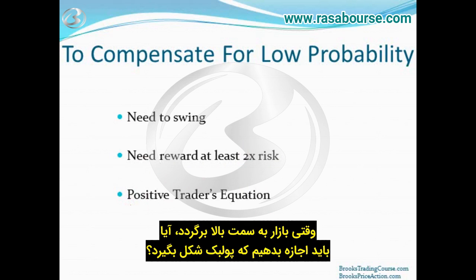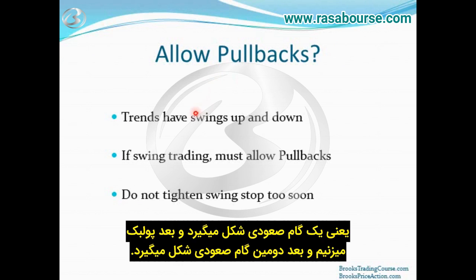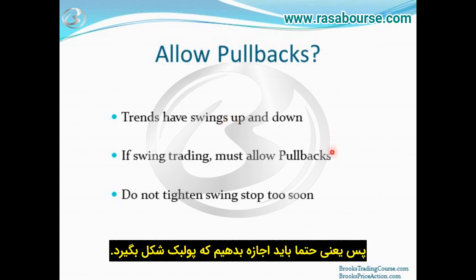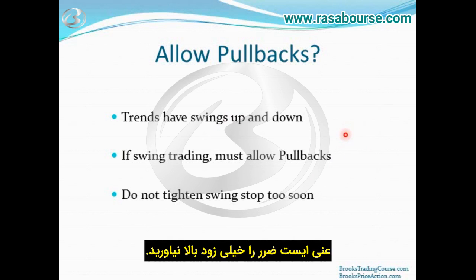Do you allow pullbacks once the market's turning up? Whenever you take a swing trade, you're looking for 2 or more legs up. And if you have 2 legs up, 1 leg up, pullback, 2 legs up, that means you have to be willing to allow pullbacks. So whenever you're swing trading, you're always allowing pullbacks. And that means don't tighten your stop too soon.